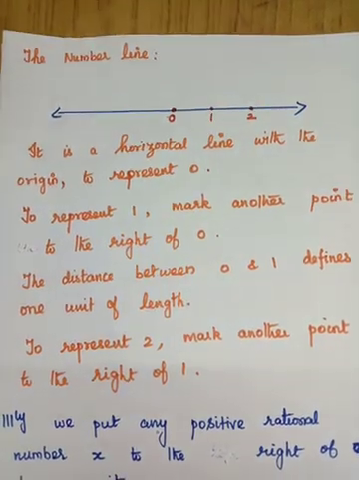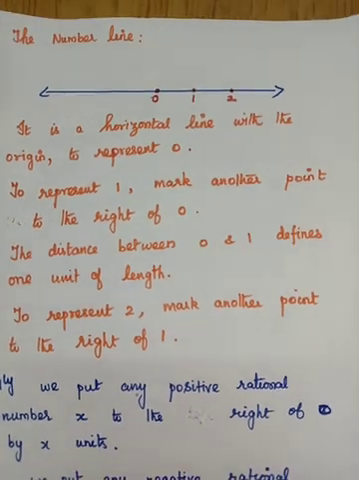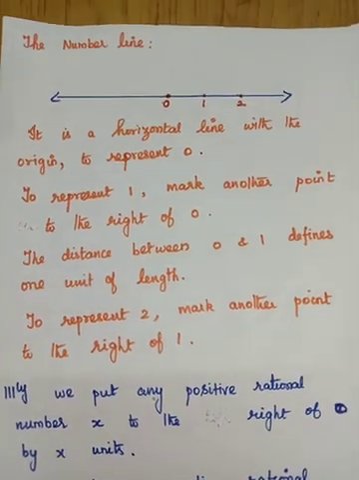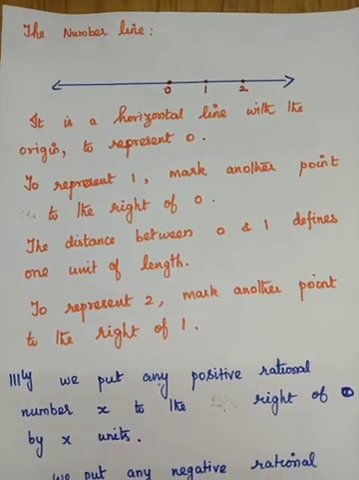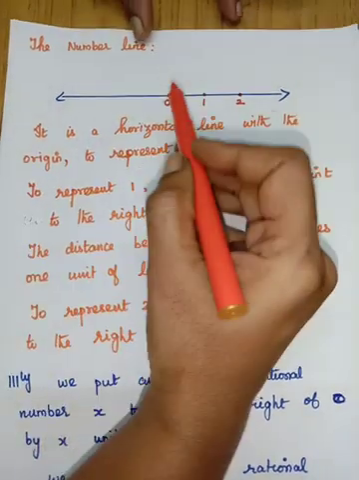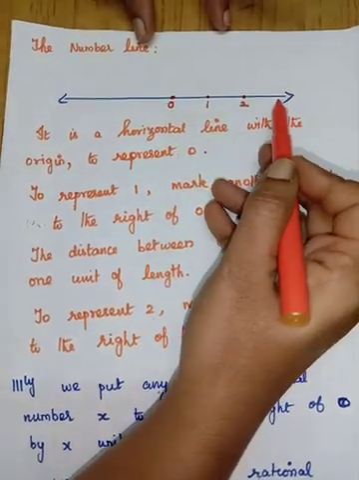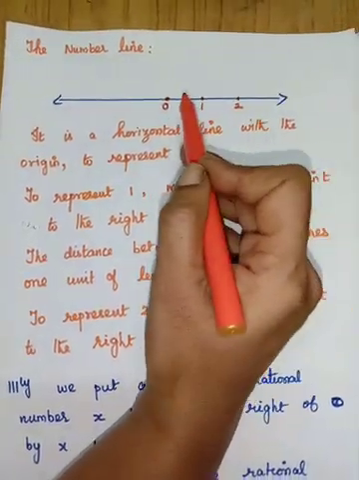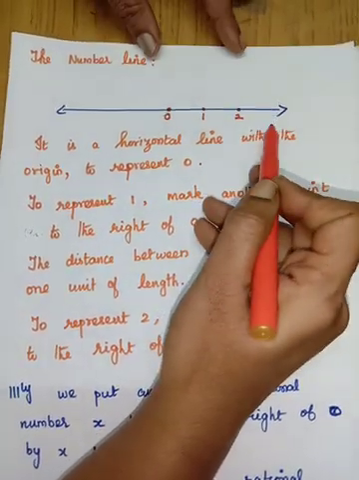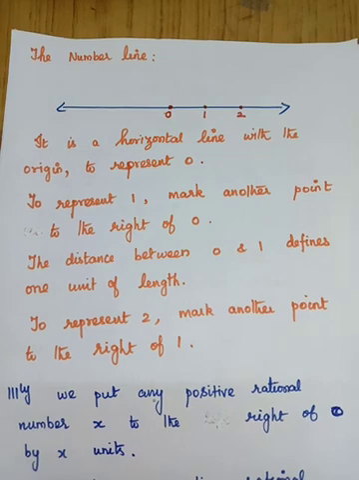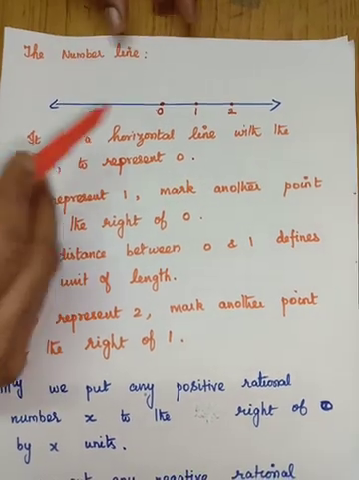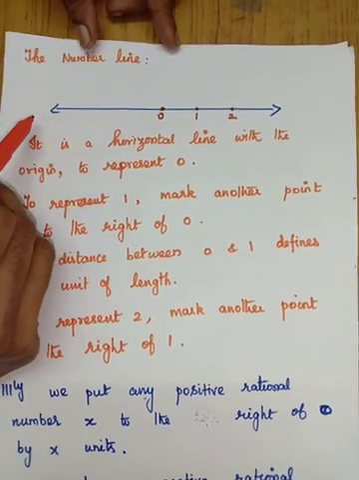If you want to represent any positive rational number, where do we have to mark it on the number line? The positive rational number should be marked to the right of 0. So positive rational numbers are marked to the right of 0. And if you want to mark the negative rational numbers, they have to be marked to the left of 0.